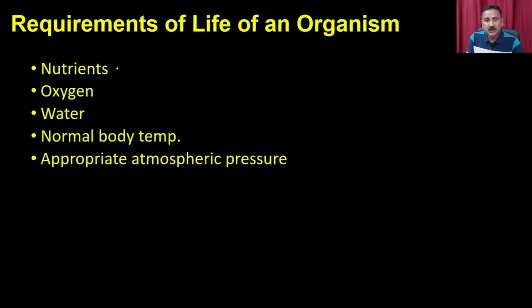Apart from this, we can also have different types of requirements. We have seen that one requirement is getting nutrition, right. Nutrition is one of the basic requirements of a living organism, and as we have already discussed, nutrition is required for running the anabolic or the catabolic reactions. Then we also require oxygen. Oxygen is required for running the oxidation reactions.